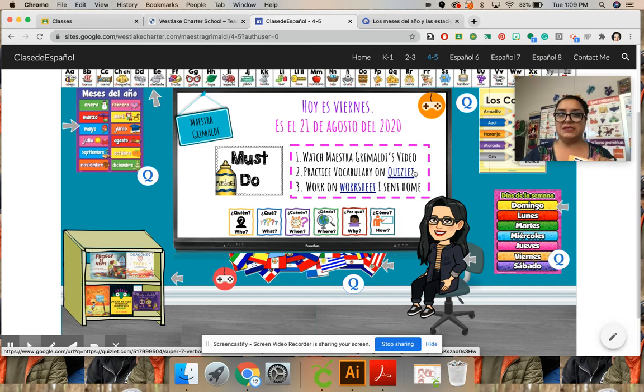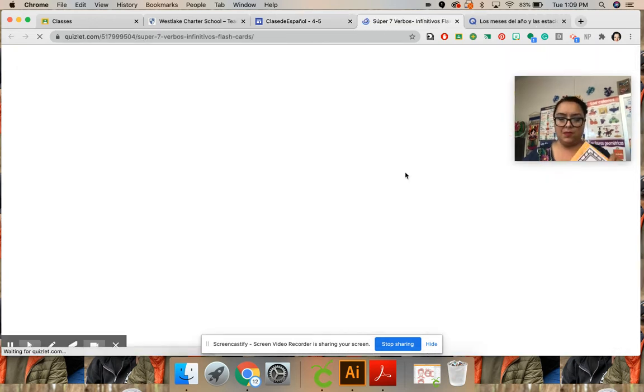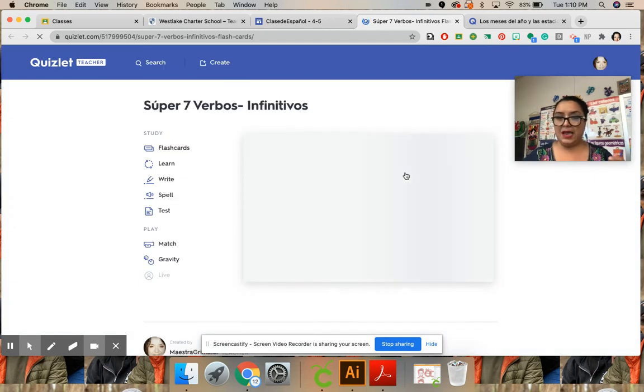So let's go to the Quizlet vocabulary set. And what I want you to do is you're going to practice repeating the words after me. And these 7 verbs are action verbs, things that you do. These are very common verbs. We call them Super 7 because they are the most used verbs in Espanol. And you're going to learn the verbs in the infinitive form, that's a huge word for you guys. I just want you to memorize these words and remember what they are in English. So you're going to practice saying them.